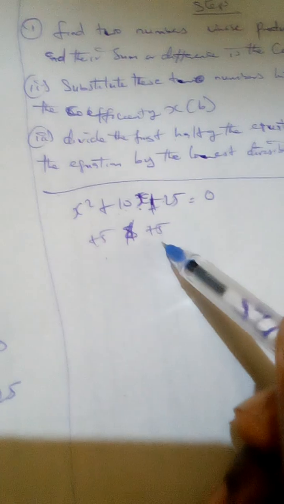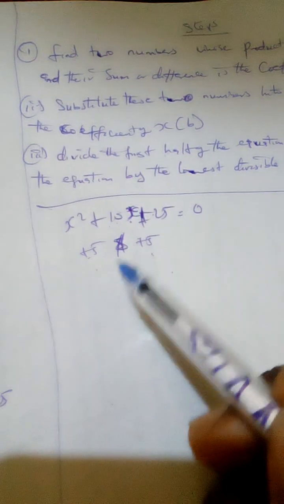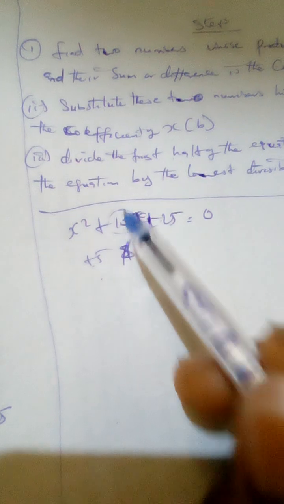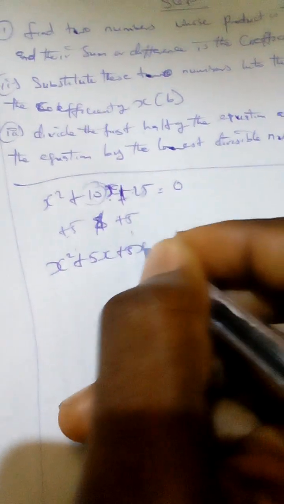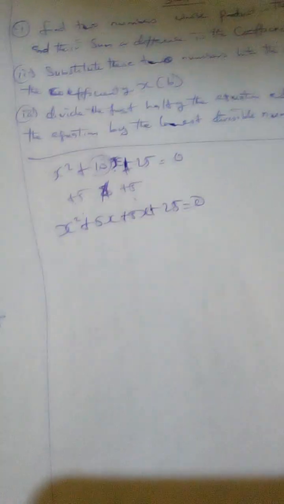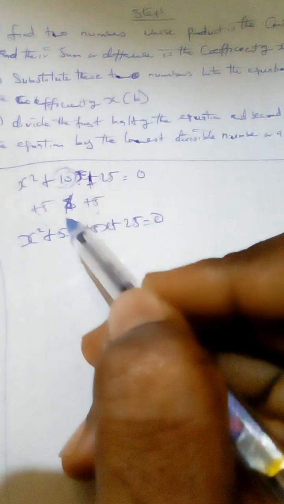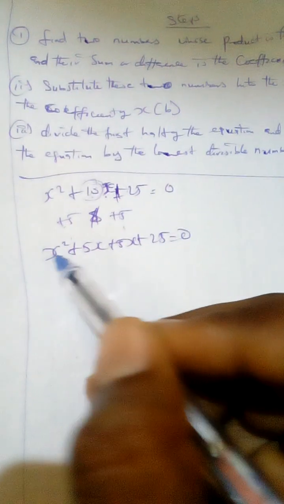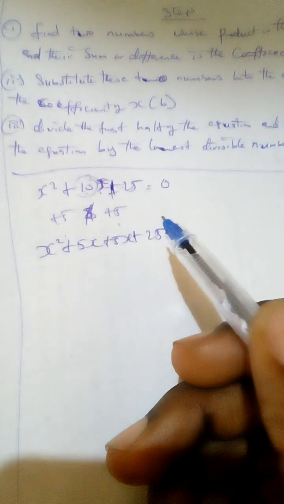So these two numbers, from the second step, are going to substitute this coefficient of x, which is 10 here. So this is going to go out, and we write this equation: x squared plus 5x plus 5x plus 25 equals 0. Recall I said it's only the coefficient that is being replaced. This x will now make itself two because of these two numbers substituting into this equation. So we have x squared plus 5x plus 5x plus 25.